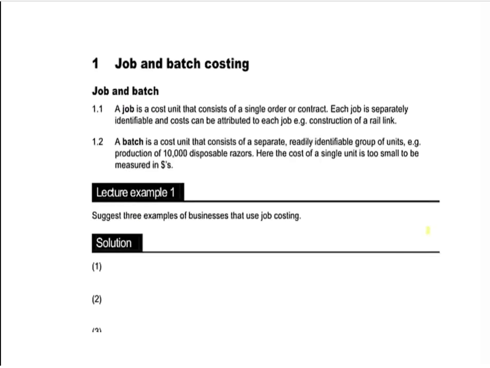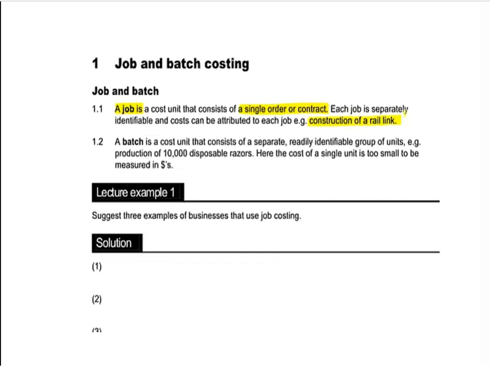So let's just begin by defining what we mean by a job. A job then is a cost unit for a single order or contract. Every single job is separately identifiable, and so are the costs that can be attributed to each of those jobs. They're usually pretty large in nature, and the example here is construction of a rail link.